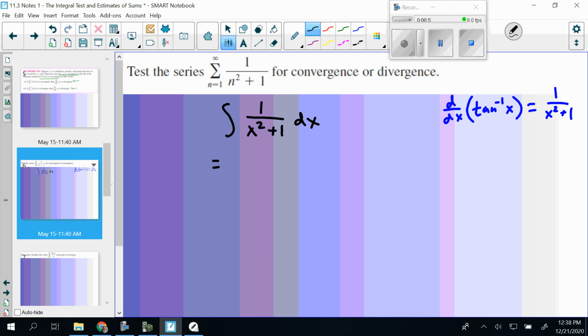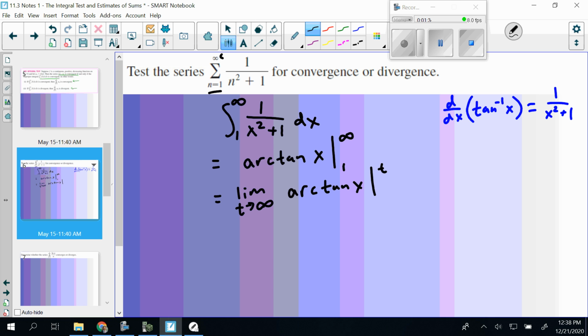So our antiderivative here is the inverse tangent of x, and then we would be evaluating this one from 1 to infinity, because that's our limits. Well, we can't really evaluate at infinity. So what this is going to turn out to be then is the limit as some other variable, let's use t, approaches infinity of our inverse tangent of x from 1 to t.